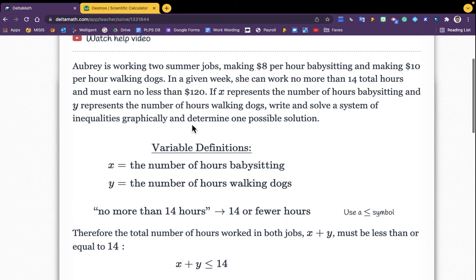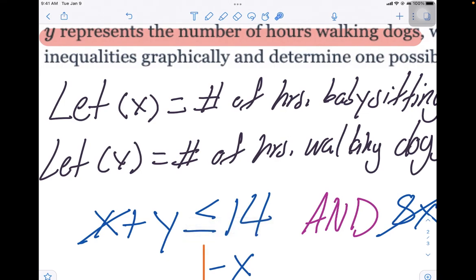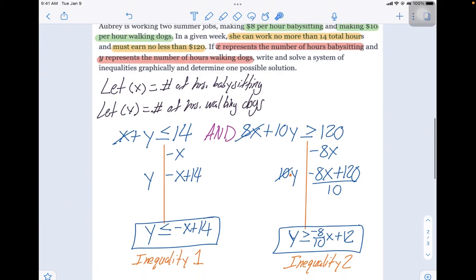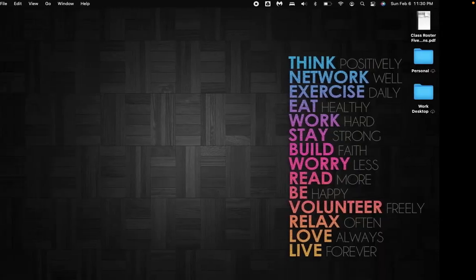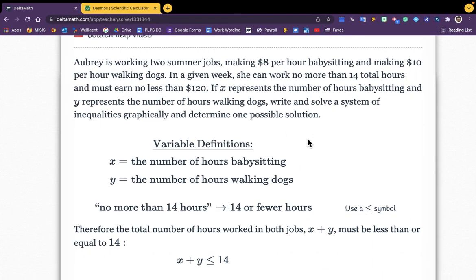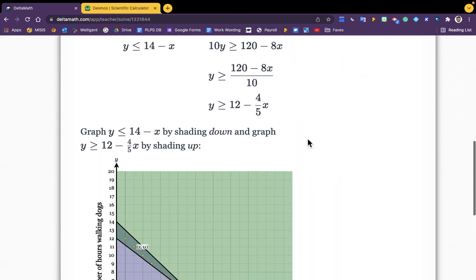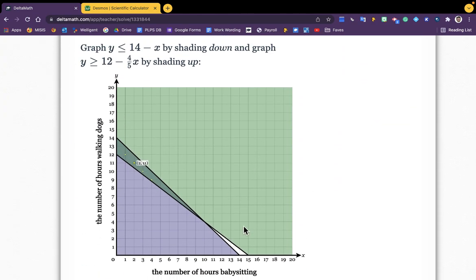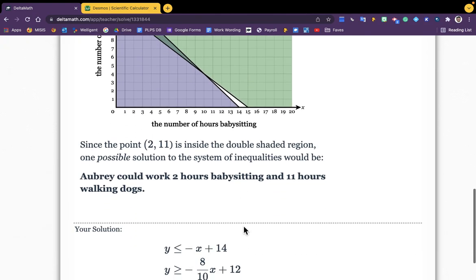So, I did all the work here, right? Which I'm going to get credit for showing all my work. And then after I did all my work, I transferred it over to this question. I put in all the data, I put in the lines, I put in my shading, I picked the point, and I got my answer correct.